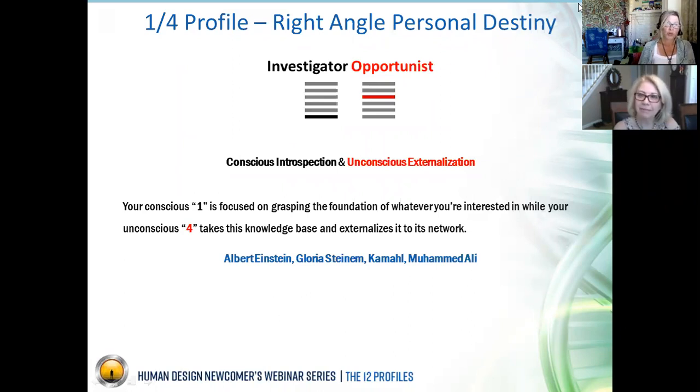Like, I'm 6'2", and my daughter's 5'1", and my other son's 6'2", and I never understood the 1/4 profile in my oldest son until I came to Human Design. And I was like, oh, I get it now.